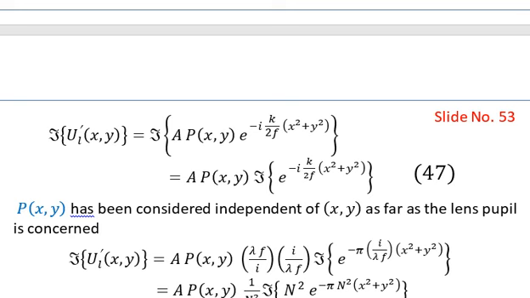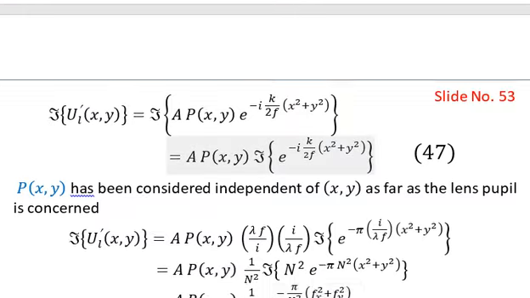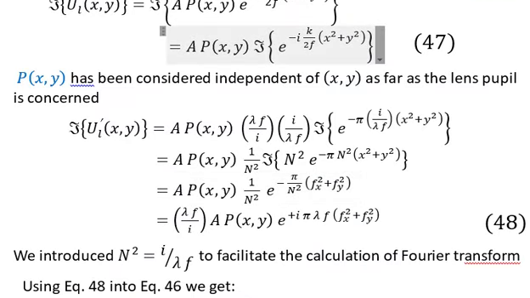So P of x has been considered independent of x and y as far as the lens pupil function is considered. So you see that after explaining equation number 47, we are now going to take the Fourier transform of the term given in equation number 47. So let's take the Fourier transform of this quantity.